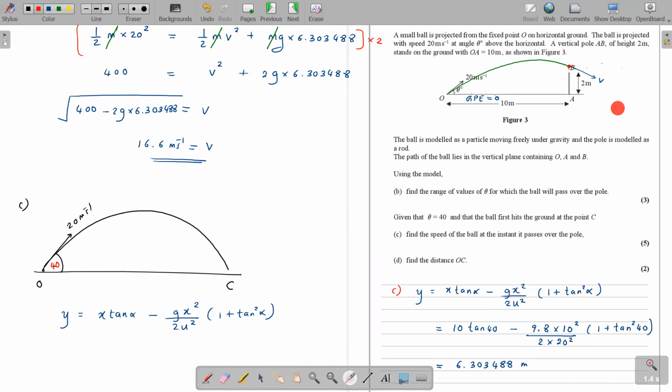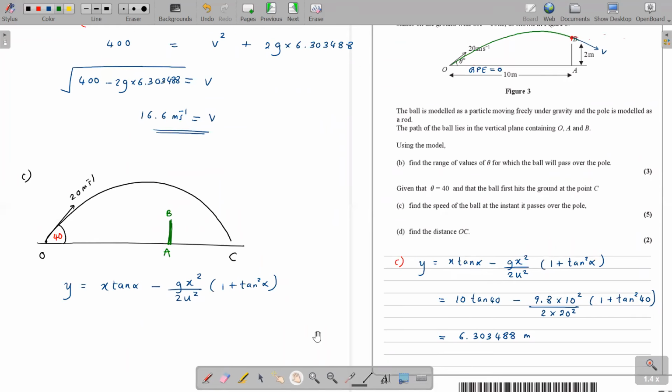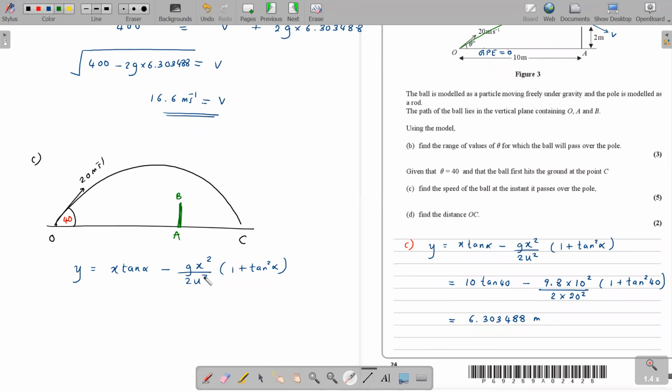No, you pass this point and you're going. Your point A was somewhere over here. The AB point was somewhere over here. So it has passed the wall and it's gone over here. So they are asking you to find the distance OC. Basically, OC distance is now the x distance. So when you hit the ground, y displacement is 0. x times tan 40 minus gx squared over 2 times u squared, where u squared is 20 squared, times 1 plus tan squared 40. Please type this equation.